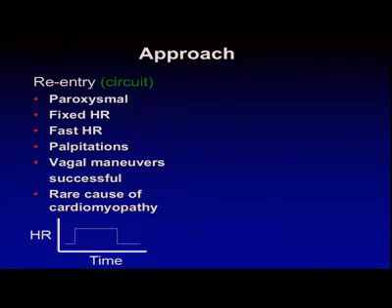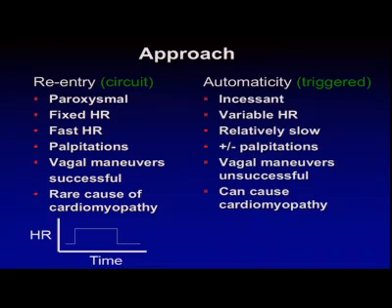And if you look at heart rate trends graphically over time, you'll see, again, the telltale characteristics here is that there's abrupt onset and abrupt termination, and then at the top here you see that there's a fixed heart rate with no variability. So let's contrast that to the automaticity or the trigger type of arrhythmias.